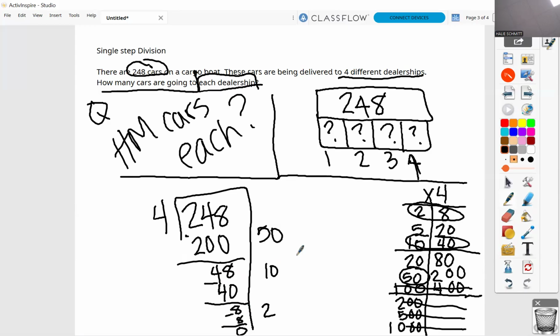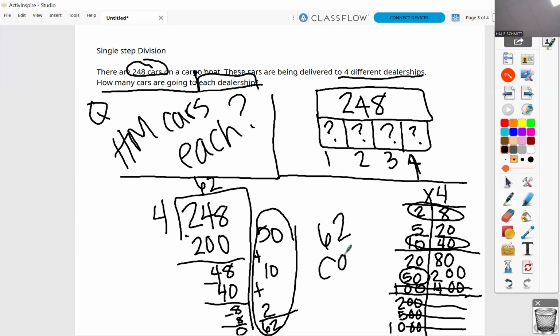And so what I have to do now is add my partial quotients. So I'm just going to add these. 50 plus 10 plus 2 is 62. So I have 62 cars going to each dealership.